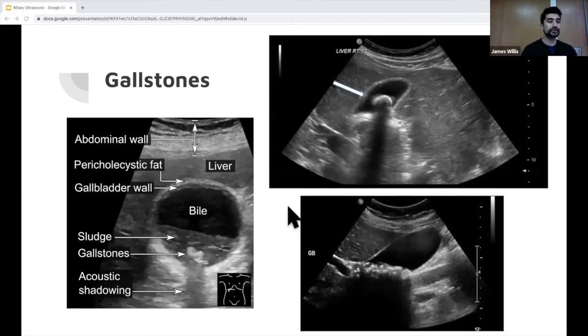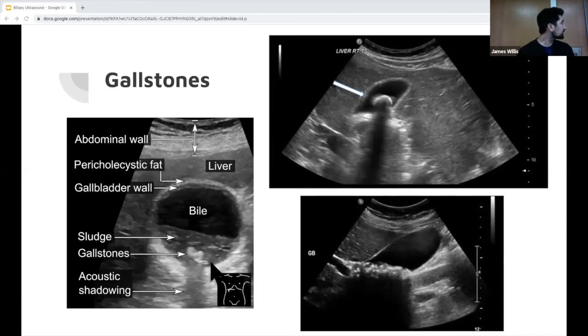So what to look for: gallstones. In this picture, the hypoechoic region is all bile. That's what generally gives the gallbladder its hypoechoic appearance on ultrasound. However, you're also seeing sludge here, which is generally made of crystals and cholesterol, and can be a precursor to stones, but sludge is different from stones.